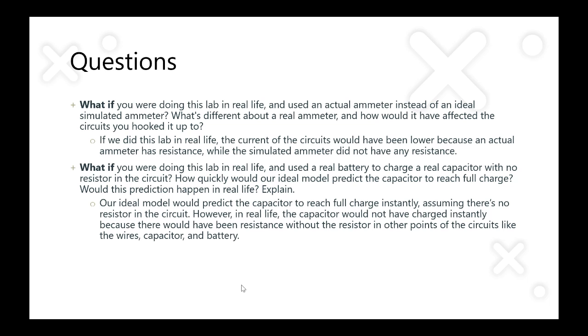What if you were doing this lab in real life and used a real battery to charge a real capacitor with no resistor in the circuit? How quickly would our ideal model predict the capacitor to reach full charge? Would this prediction happen in real life? Explain. Our ideal model would predict the capacitor to reach full charge instantly, assuming there isn't a resistor in the circuit. However, in real life, the capacitor wouldn't have charged instantly because there would have been resistance without the resistor, in other points of the circuit like the wires, the capacitor, and the battery.